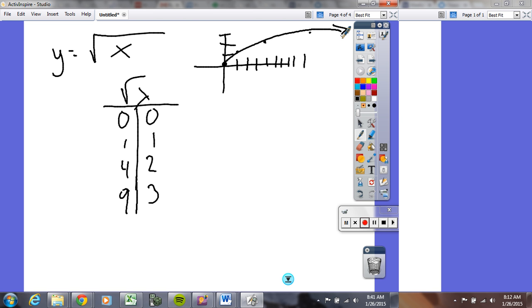None of these today are parabolas. There's only one way to get a parabola. How are you going to get a parabola? Square it. X squared. That's the only time you're ever going to get a parabola, as we said earlier.